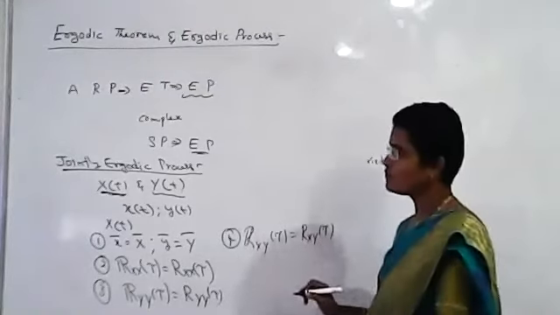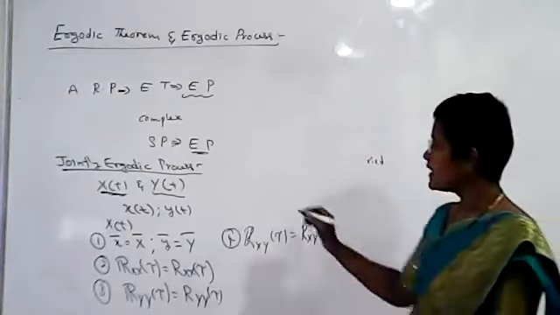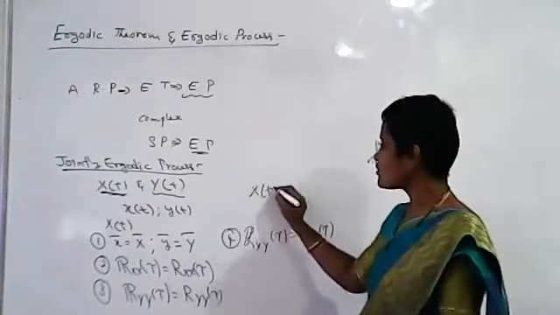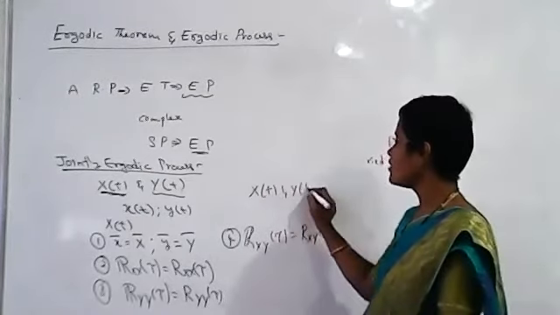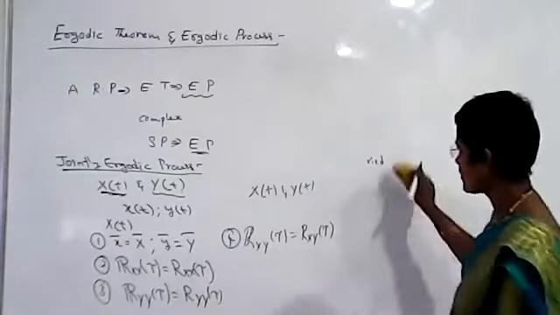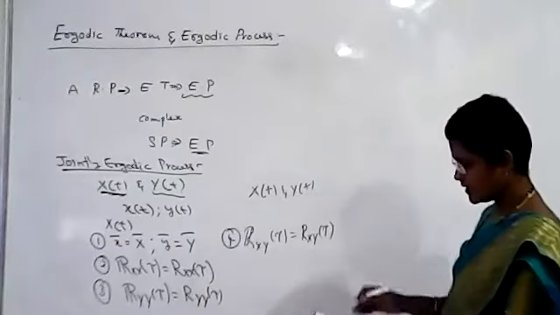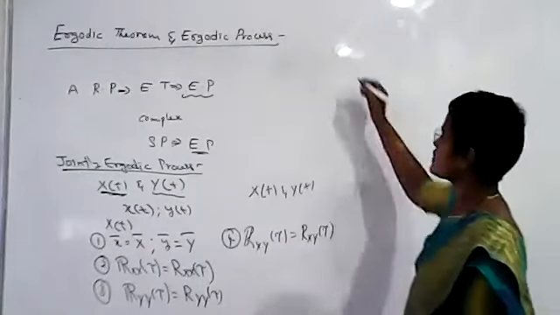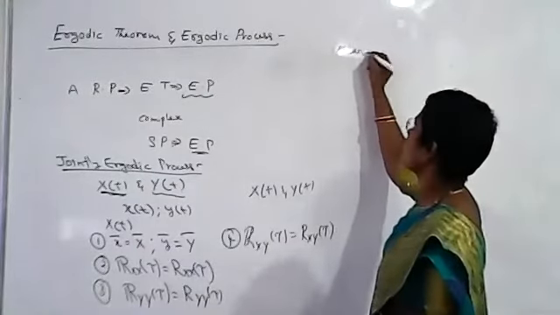So if these four conditions are satisfied, then these two random processes, capital X of t and Y of t, are called jointly ergodic processes. Then we will be discussing what is a mean ergodic process. Mean ergodic process.